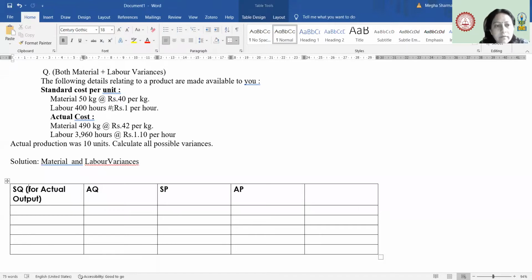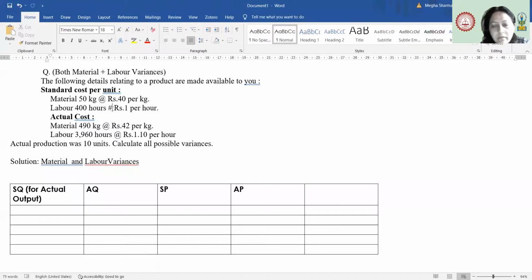Actual cost given is: material 490 kg at the rate of rupees 42 per kg. Labor is 3,960 hours at the rate of rupees 1.10 per hour. Actual production was 10 units. You are required to calculate all the possible variances.